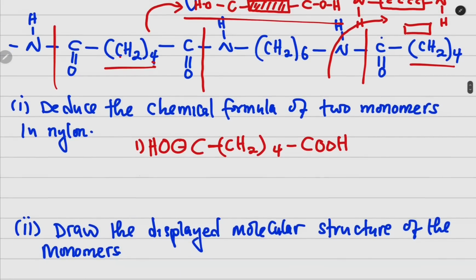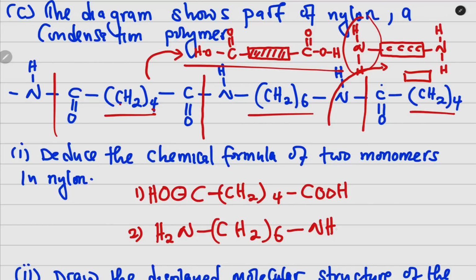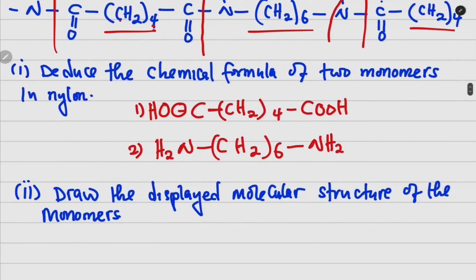Then the other one, for the second one, which is N. Let's start with hydrogen. How many hydrogens here at the beginning? 2 hydrogens. So H2N, then what is it attached to? C6H12, then also N, H2. Okay, so these are the molecular formulas of the monomers.